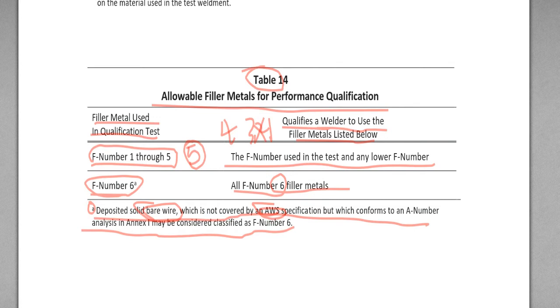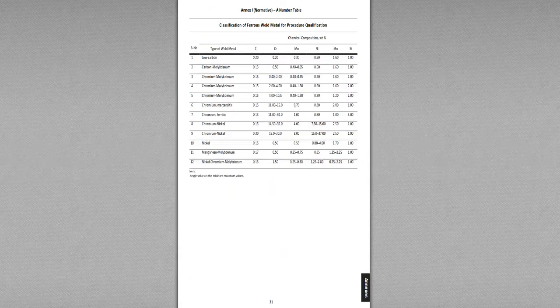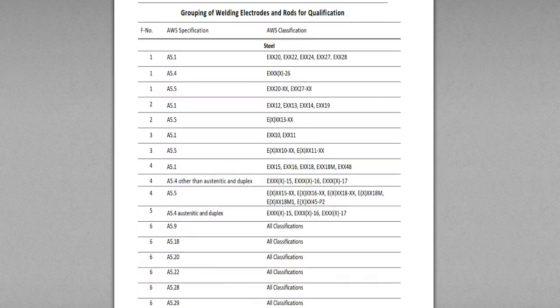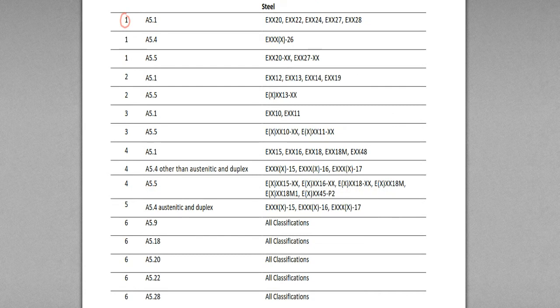Okay, then let's go to Annex 2 and see what it says. Annex 2 is the F number table. Here you have F number and AWS specification, and AWS classification here again. So F number 1 through 5 up to here.